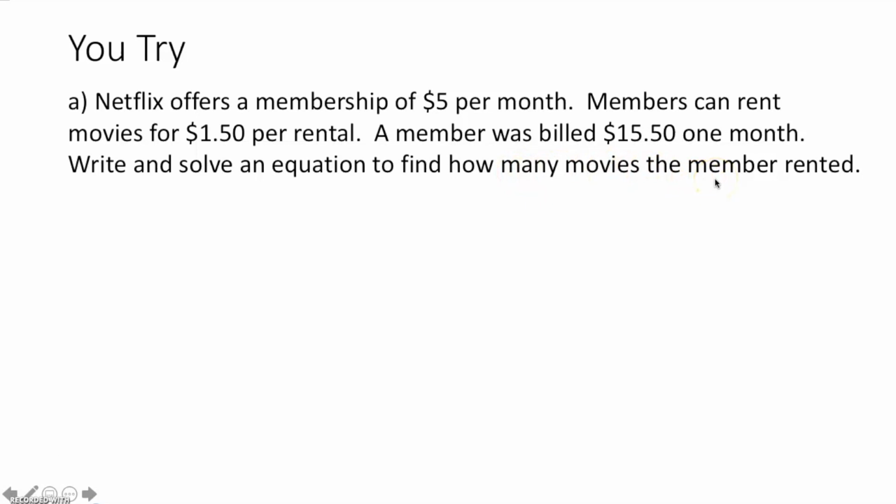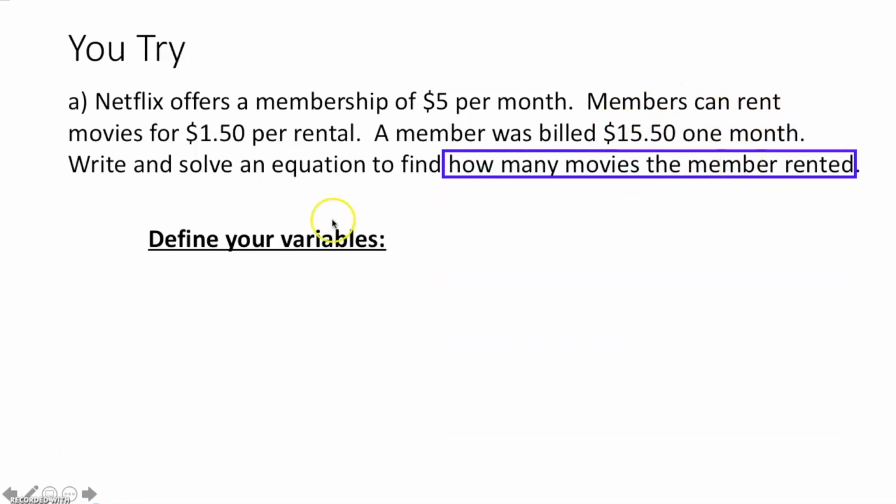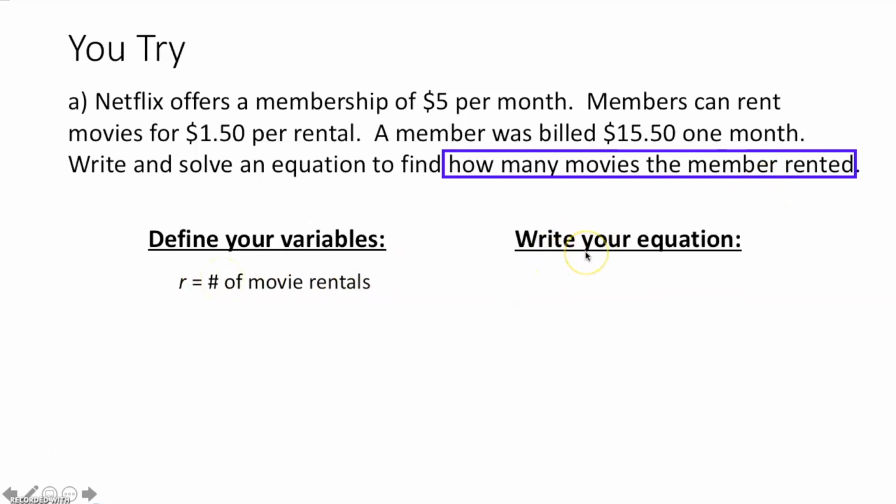So we start. Step 1, not scared. Step 2, what are we trying to find? It says find how many movies the member rented. So step 3, define our variables. Technically you can do M for the number of movies the member rented, or you can do R for number of rented movies. So step 4, find a total, write our equation.